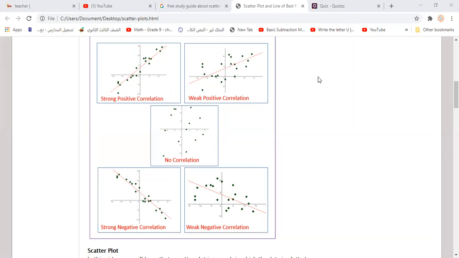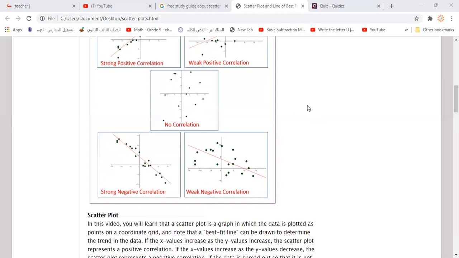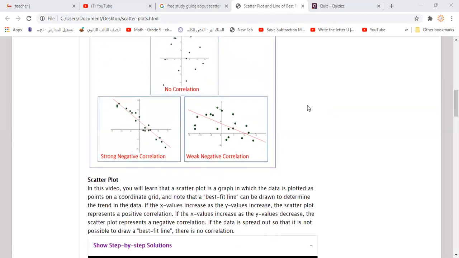So if it's upward, it will be a positive correlation. If it's downward, it's a negative correlation. If there is no direction and it's random everywhere, this would represent no correlation. Thank you. Now we want to know about the scatter plot. How much data can we find with a scatter plot?